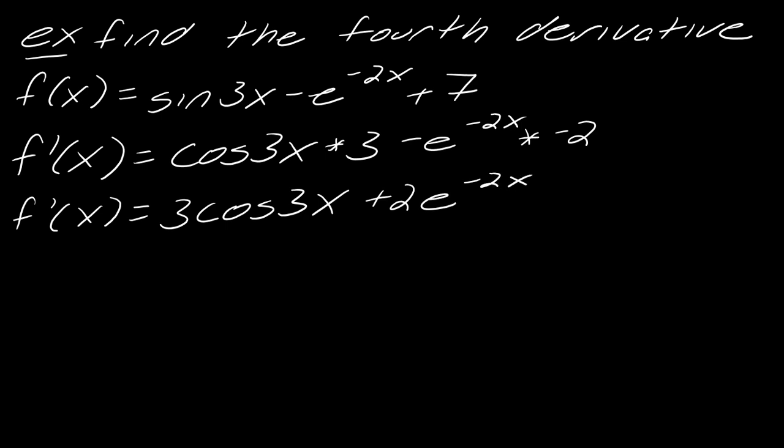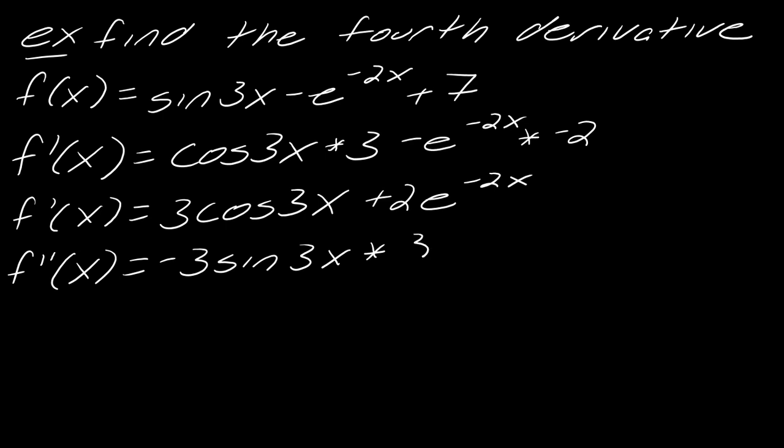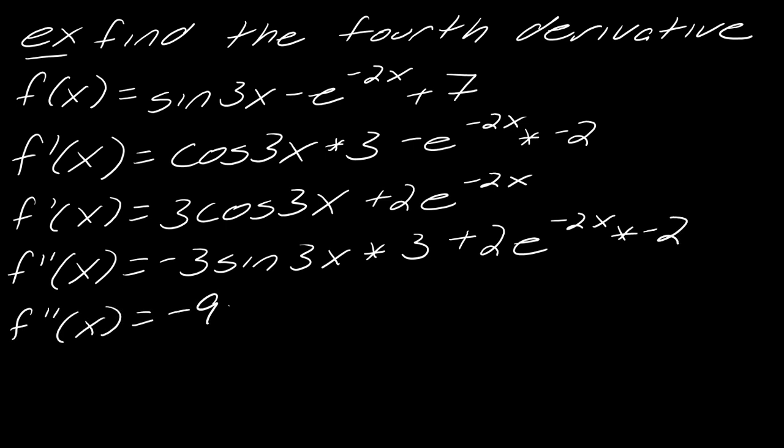Okay, so now on to the second derivative. You can see that this is just going to keep building on itself. Now my outer function is cosine, so this will become negative 3 sine of 3x times the derivative of the inner function, which is 3. And then this will be plus 2e to the negative 2x, and then multiply that by negative 2. So my second derivative will be negative 9 sine of 3x minus 4e to the negative 2x.